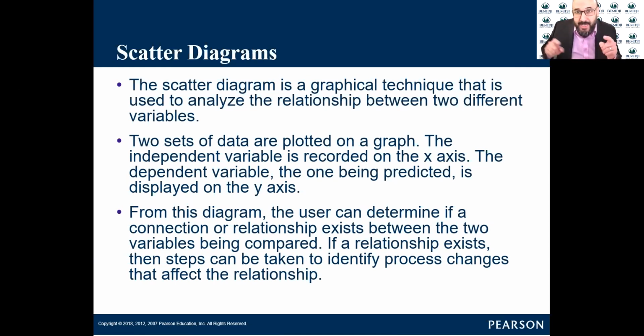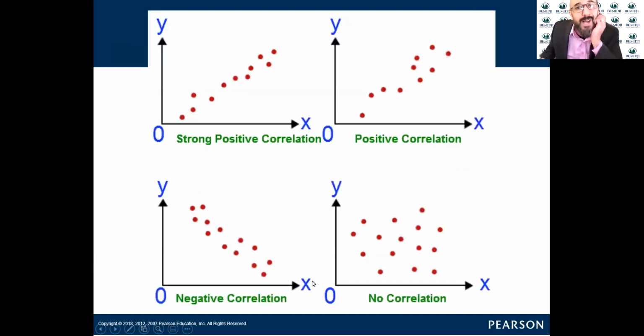So these data will be plotted against each other, the dependent and the independent, and we look into the shape of these data. Based on that, we could see if there is a relationship or not. If a relationship exists, then steps can be taken to identify process changes that affect the relationship. So maybe we could change the process if needed.